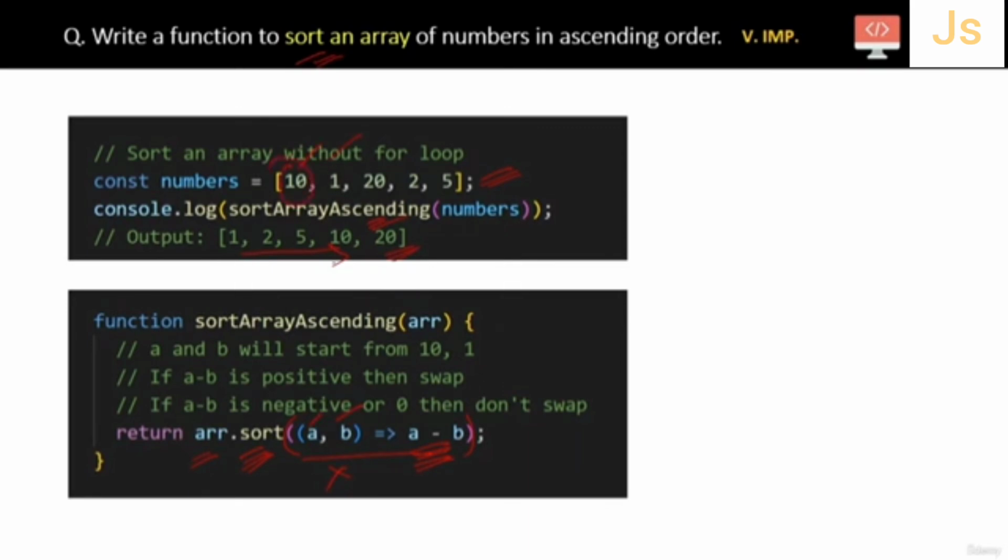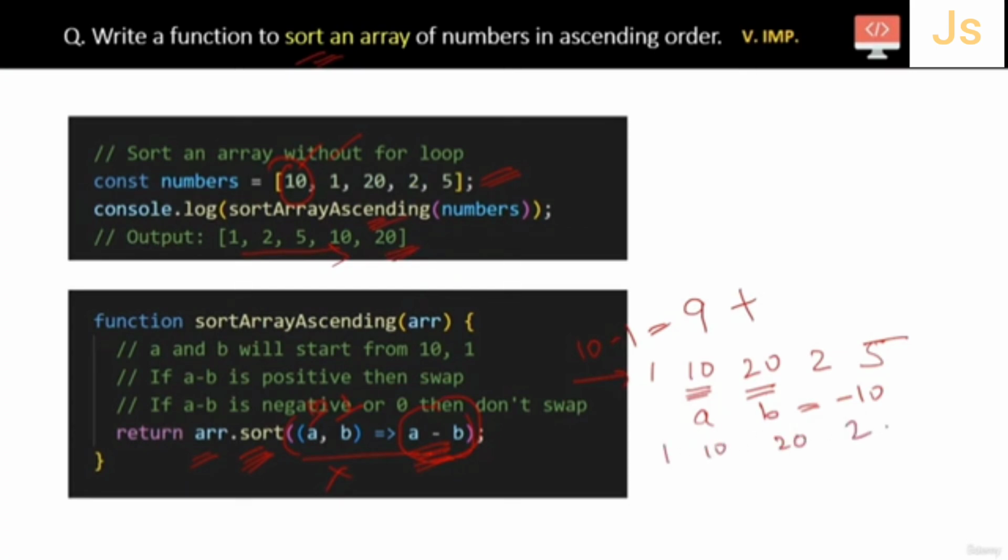In this case, first a is 10 and b is 1. a minus b will be 10 minus 1 equal to 9, which is positive. If positive, then the element position will be swapped. Okay, now the array will be like 1 and 10, so both elements are swapped. 1, 10, 20, 25. This is the new array. Then these a and b will be the next consecutive elements, which are 10 and 20. Now a minus b, 10 minus 20 equal to minus 10, which is negative. Therefore this time no swapping, so elements will remain the same at their present position.